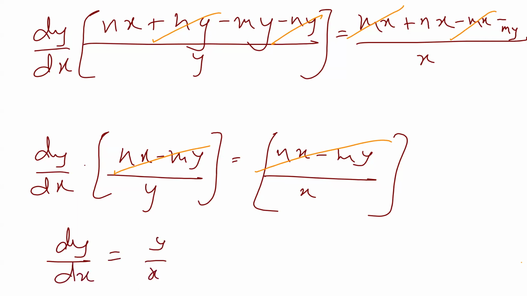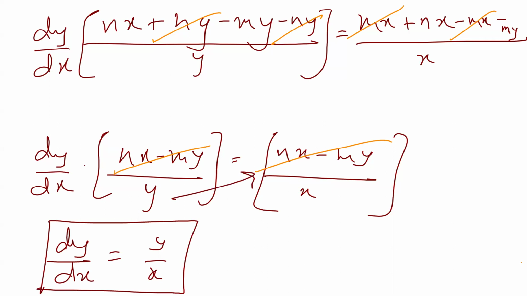dy by dx is equal to y upon x. This y is going on the left hand side, right hand side at the top. Okay. So hence proved. This is what is required. If you check the proof from the textbook, this is what is required.